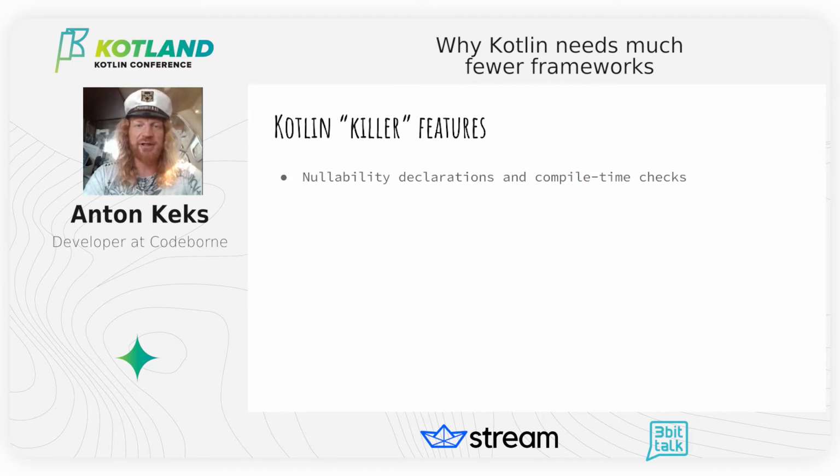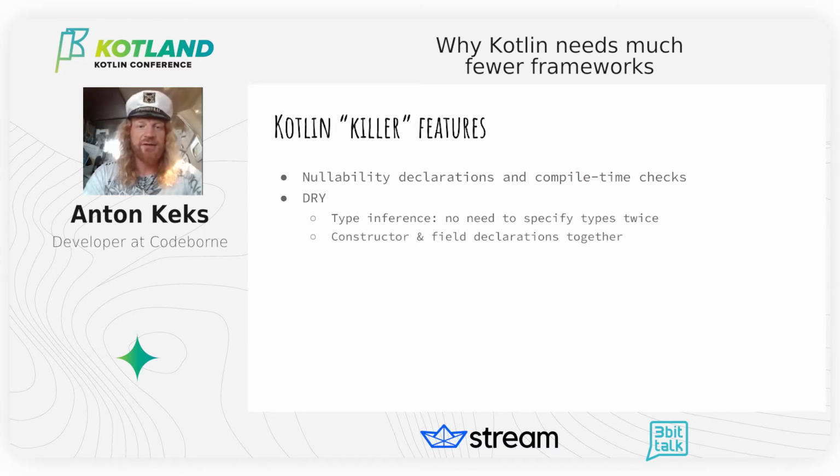TypeScript actually has it as well. Then Kotlin is quite DRY, so you don't have to repeat yourself much. Type inference doesn't need you to specify types twice, and we'll get to that in more detail. Then when you define constructors, you don't need to define constructors and fields separately and then assign constructor parameters to fields. This makes, for example, constructor injection very bad looking in Java, but in Kotlin, it's all really nice and clean.